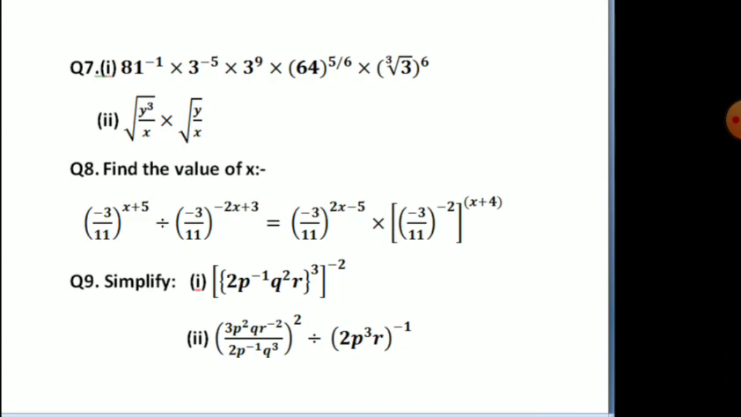Before I end, I would like to address a query which was asked in the previous chapter, that is whether the LCM method can be used to find out 3 or 4 rational numbers in between two given rational numbers. So the answer is yes, you can apply the LCM method even when you are trying to find out the least number of rational numbers in between two given rational numbers.